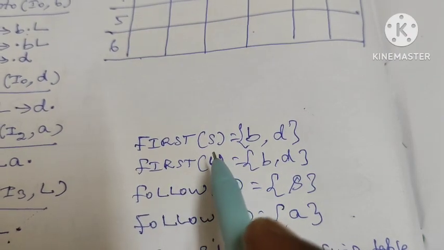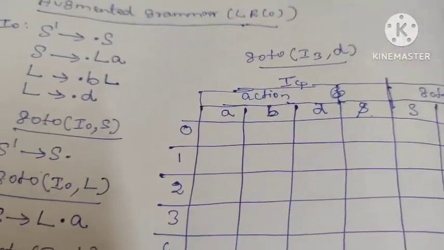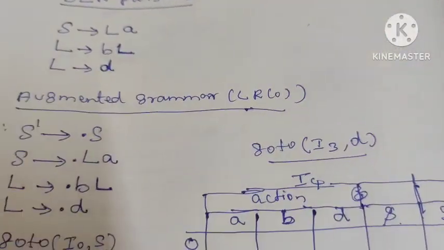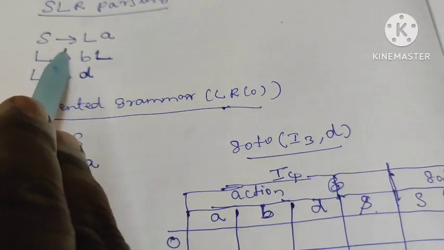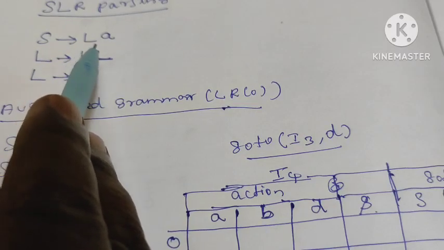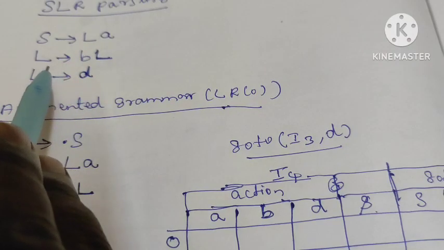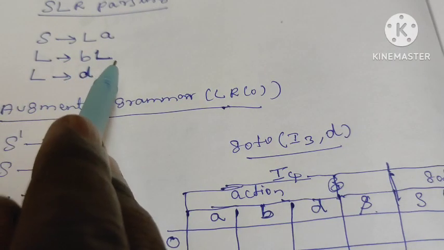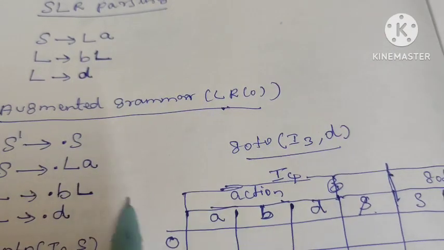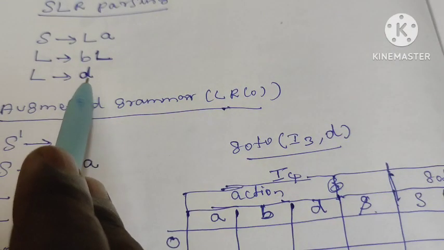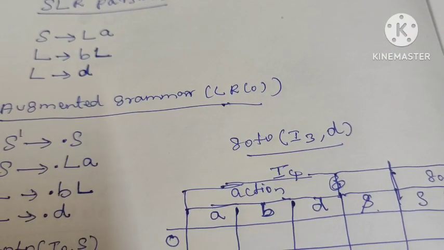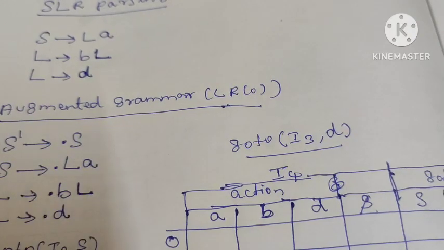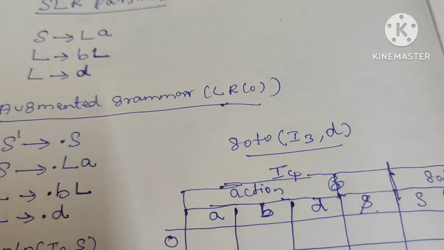When we take up the productions for S and L, we'll just go for this one. S tends to LA. Okay. So first of S, you go to the right side, you have L. L is a non-terminal. First of L, we have B and D. So B and D is the answer for first of S. And again, when we find first of L, we will get the same answer for L also, B and D.